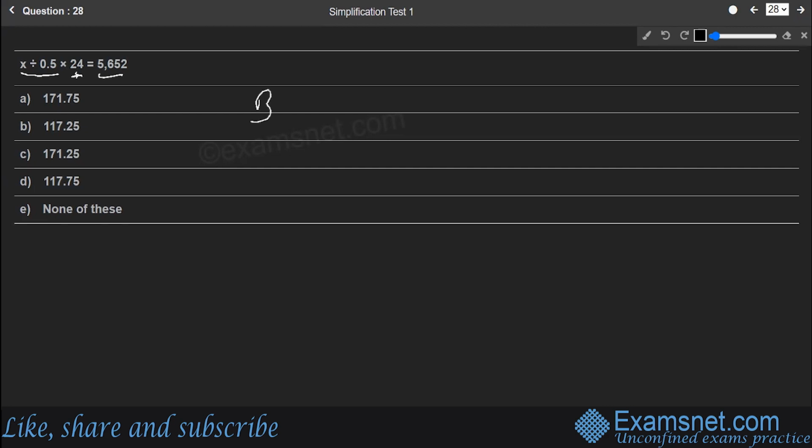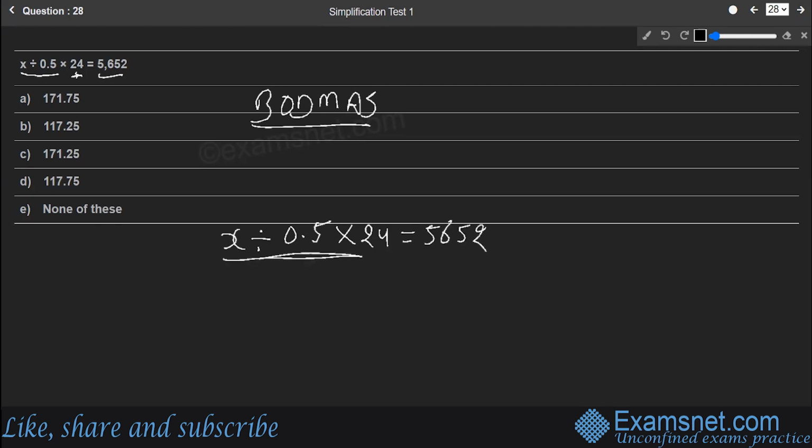Okay, so we'll again not forget BODMAS. We're going to use the BODMAS rule again. Let's just quickly write the expression first: x divided by 0.5 into 24 is equal to 5652. So obviously we're going to use the BODMAS rule on the left hand side. First of all, the divide thing has to happen.